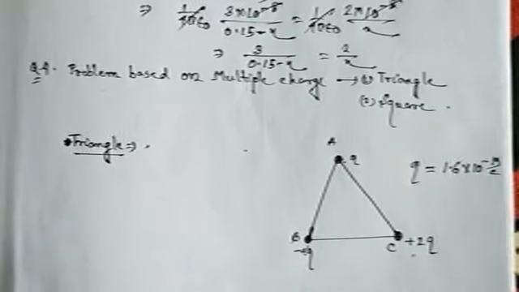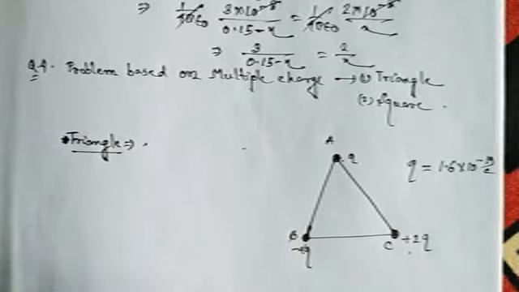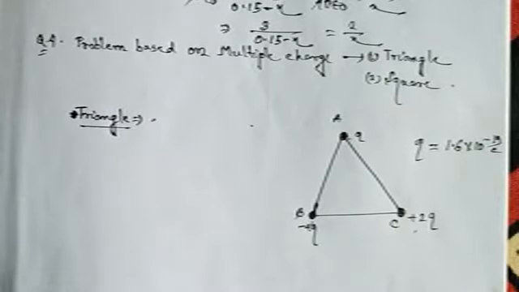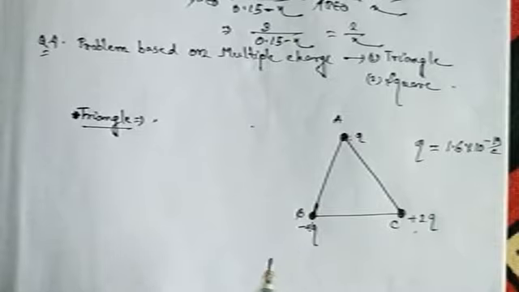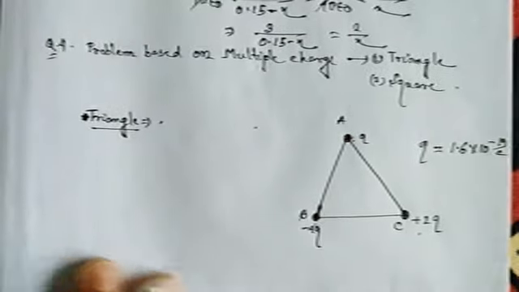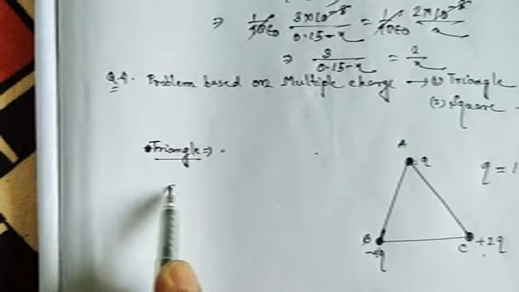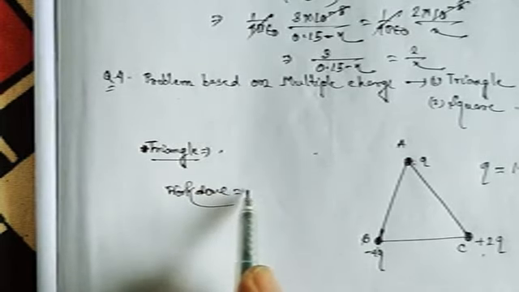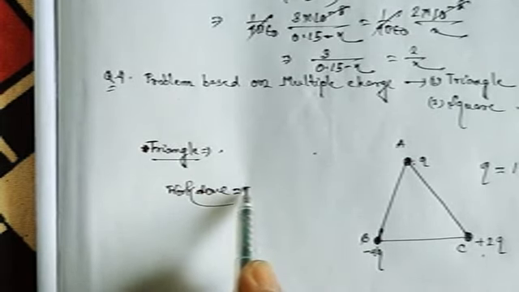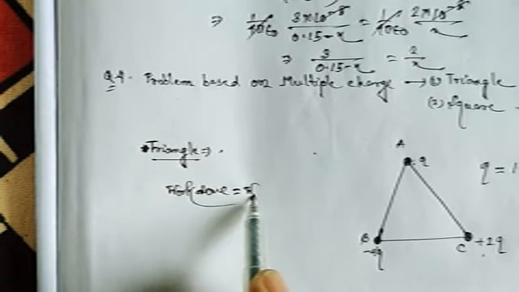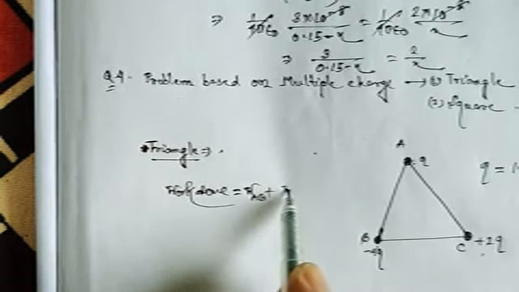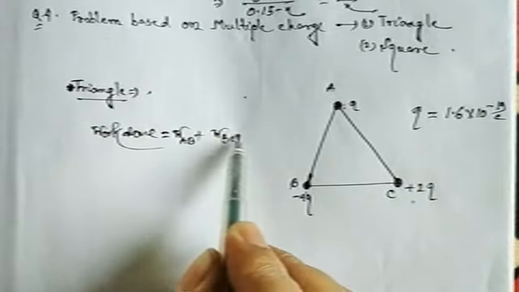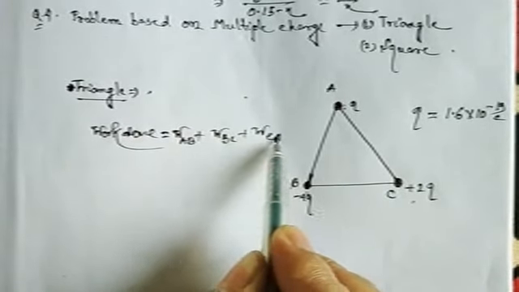Now for that we have to find out the net work done, or we can say the total energy. For Q, we will get three types of potential. One, total work done will be work done between AB plus work done between BC and work done between CA.